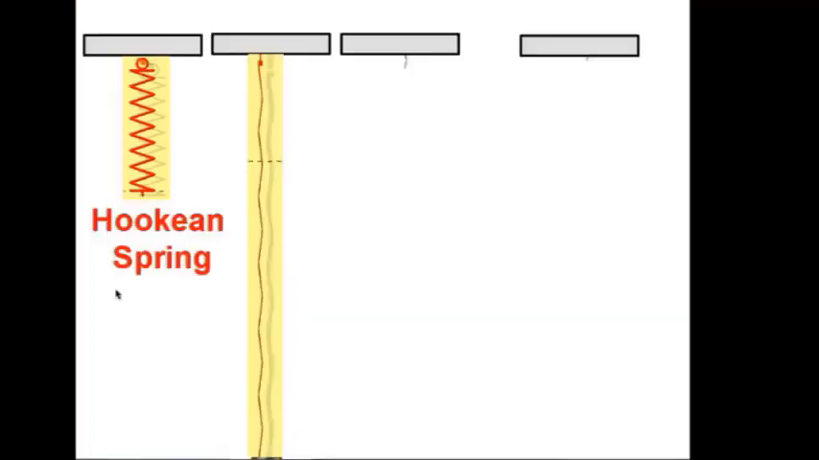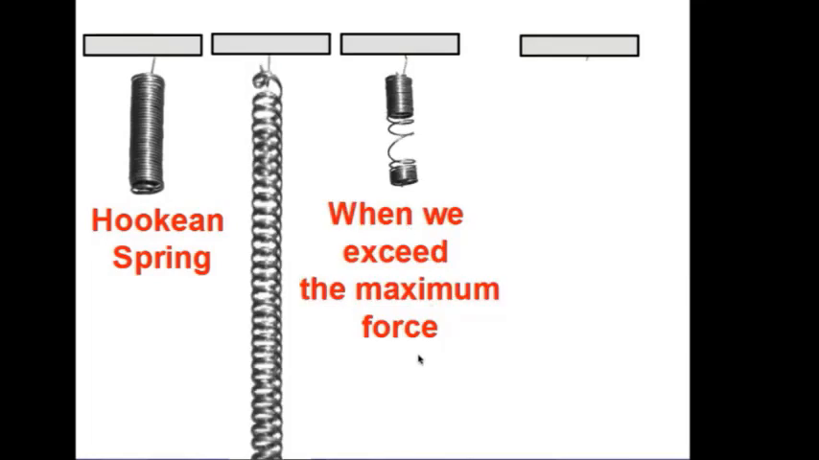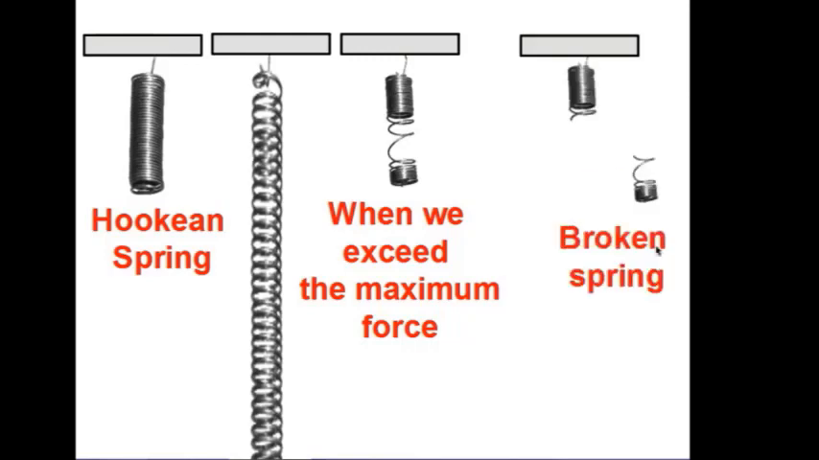Let us discuss this idea. This spring is a Hookean spring. It obeys Hooke's law. The tension is proportional to the elongation. When we exceed the maximum force, the spring doesn't go back to its initial length, and it is damaged. And sometimes if we increase the force more, we can break the spring.